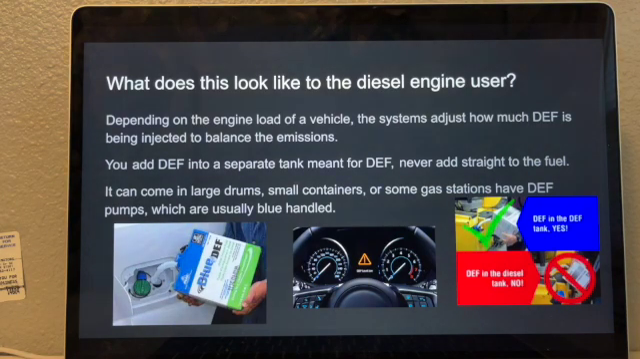To the average diesel user that requires a DEF system, your DEF levels will fluctuate, how quickly they go down depending on the engine load of the vehicle. The systems are made to detect the amounts of certain emissions that need to be adjusted with DEF, and those systems will inject based on how much load your engine is under. You add the DEF into a separate tank meant for DEF, never straight to the fuel. It comes in different types of containers, and even gas stations are starting to have DEF pumps. Just FYI.